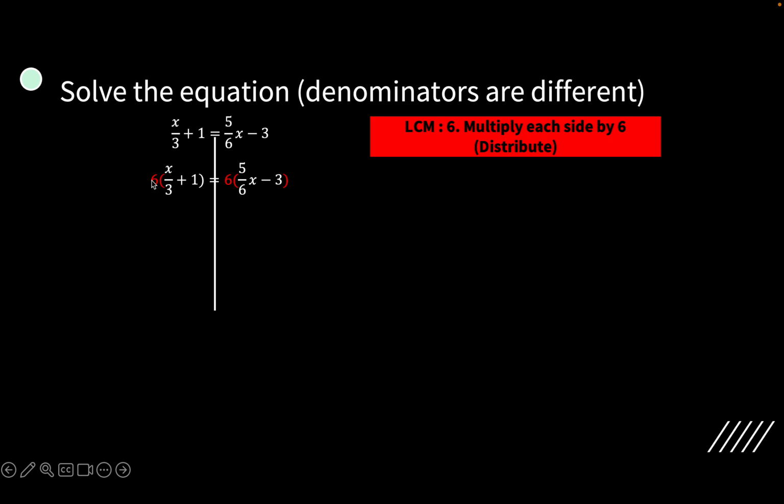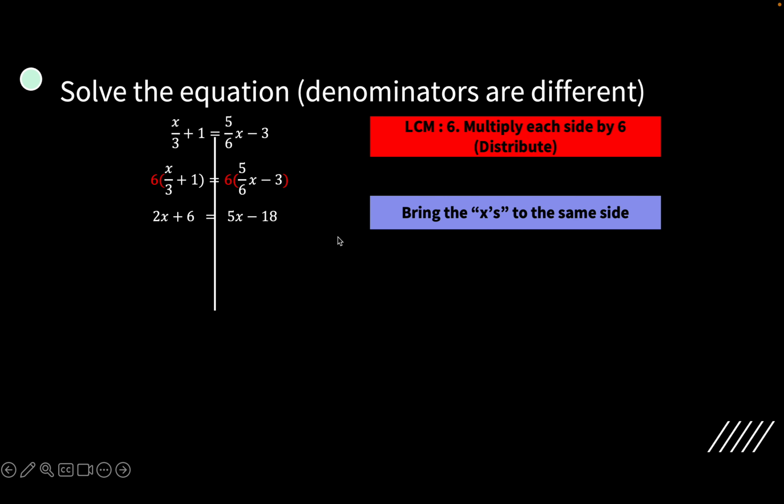So I need to distribute 6 times x over 3, 6 times 1. 6 times x over 3 would leave me with 2x. 6 times 1 would leave me with a 6. 6 times 5 over 6 would leave me with 5x. 6 times 5 is 30. 30 divided by 6 leaves me with the 5. 6 times negative 3, gotta remember the negative, leaves me with negative 18.